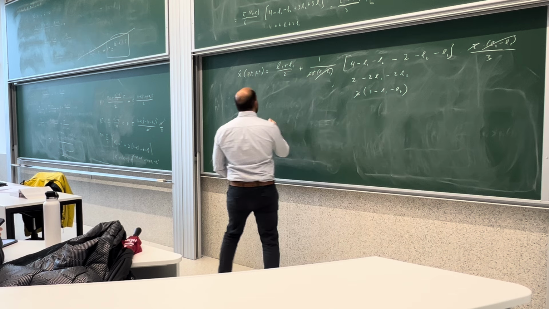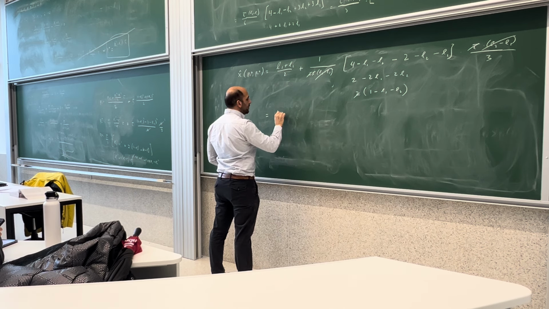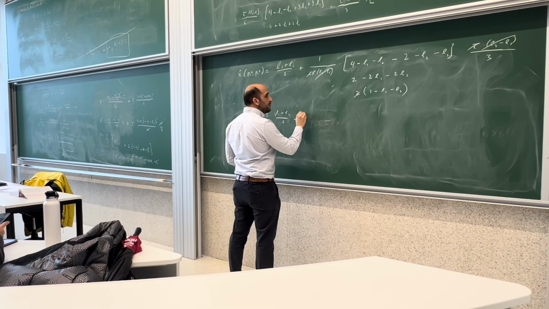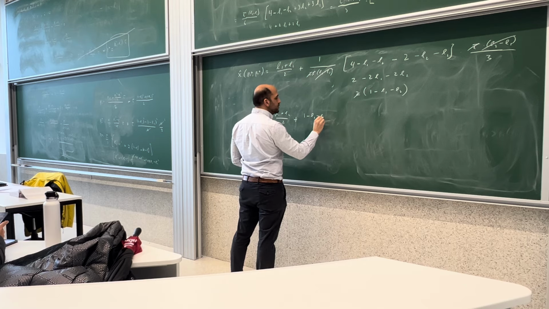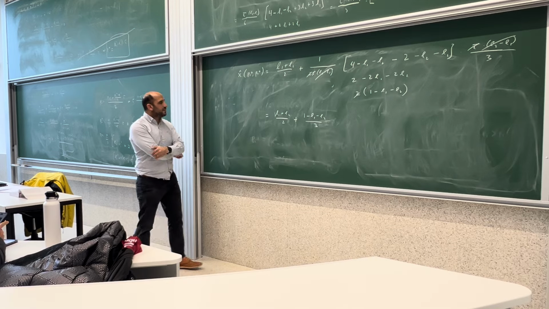times this. So it is equal to L1 plus L2 over 2 plus 1 minus L1 minus L2 over 3. This is the quantity, right?